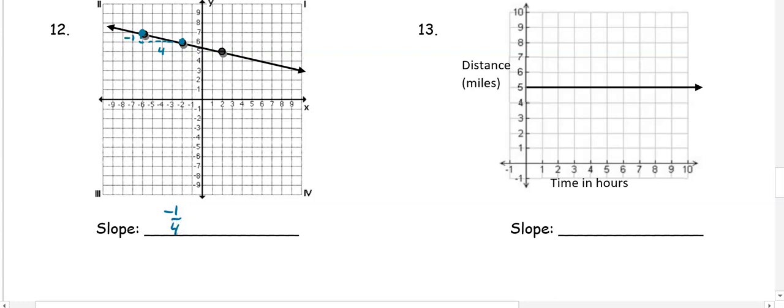In 13, this is a flat line. So anytime we have a flat line, that is going to be a slope of 0. Because this has units, it's the y units per the x units, so it would be miles per hour.